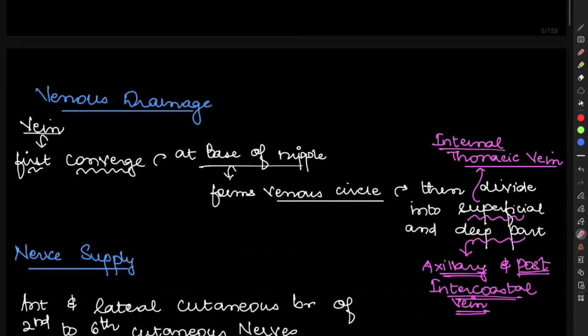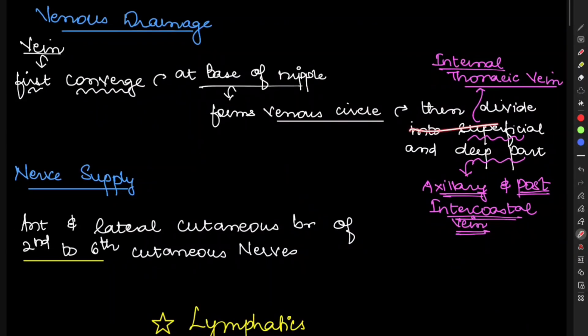Moving on to the venous drainage, the veins basically first form a venous circle. Okay. First they converge at the base of the nipple, forming a venous circle. This venous circle divides into the superficial and the deep part. In the deep part we have the axillary vein and posterior intercostal vein. Sorry, axillary vein and posterior intercostal vein. Into the axillary vein drain the superior thoracic, lateral thoracic and thoracoacromial veins. And we have the intercostal vein, and the remaining one is our internal thoracic vein.